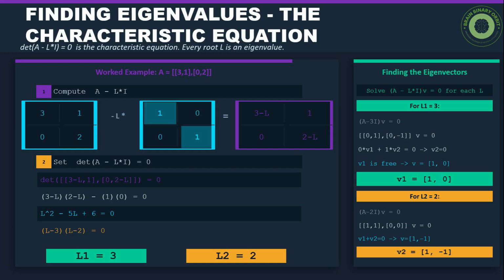To find eigenvectors, substitute each eigenvalue back. For lambda equals 3, solve (A minus 3I)v equals 0. This gives [0, 1; 0, 1] times v equals 0, so v2 equals 0 and v1 is free. Eigenvector is (1, 0). For lambda equals 2, solve to get eigenvector (1, 1). In NumPy, np.linalg.eig(A) returns both eigenvalues and eigenvectors in one call.